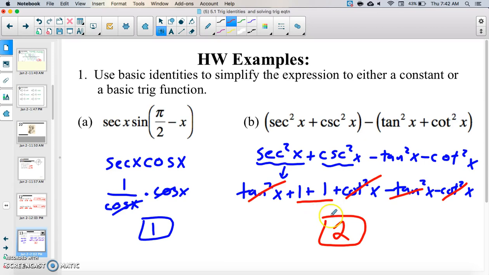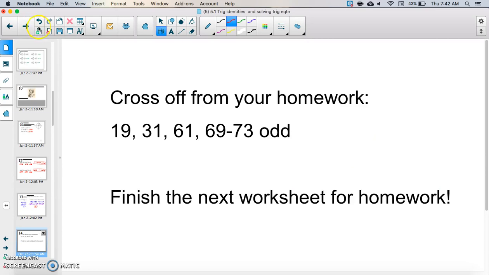So now we're going to go on to equations. So this is the second handout you have. So flip to your solving trig equations handout. We're also going to finish this for homework if we don't get it done today. So from your original homework, I want you to cross off 19, 31, 61, 69 through 73 odd, because you don't need to be doing all of this work. So cross these off, and you're going to finish whatever we don't get done for homework.